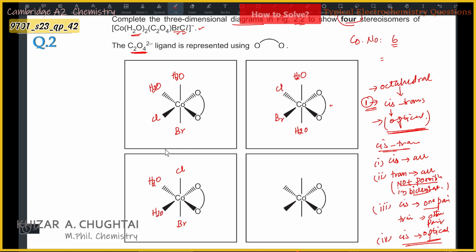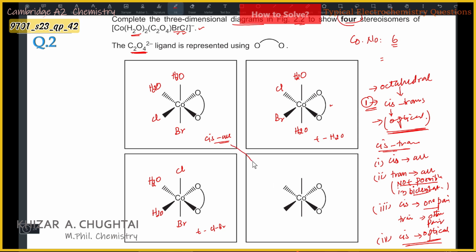So these are very simple. These three are quite simple, very simple. This is all cis, and this is trans with respect to H2O, and this one is trans with respect to Cl and Br, the halogens. Now the fourth one, what should be this one?